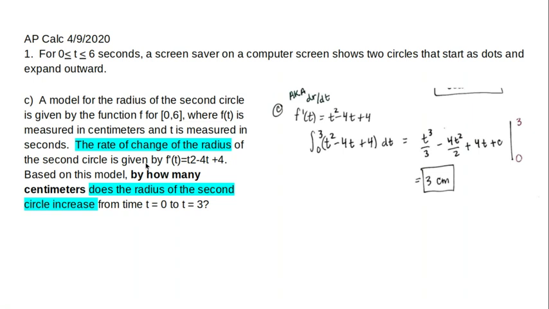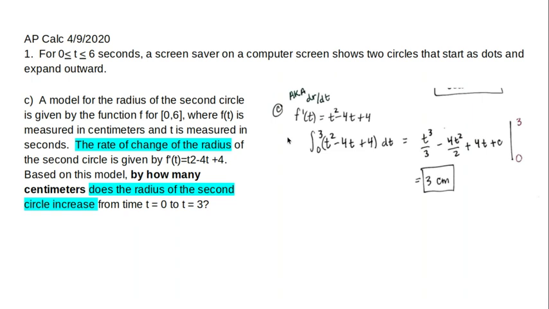Now the question is, based on this model, by how many centimeters does the radius of the second circle increase from 0 to 3? So, what I'm thinking here is accumulation. How many centimeters of radius is being accumulated as the time passes? So, as the circle expands, how much is your radius growing? So, I did an accumulator function. I'm doing the antiderivative. Antiderivative is accumulation. So I want to do the antiderivative of the function from 0 to 3 dt.